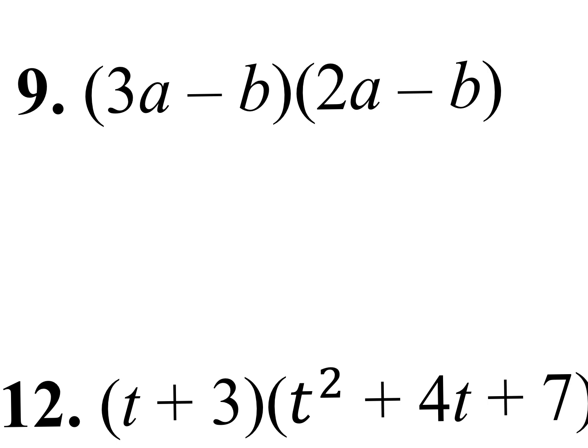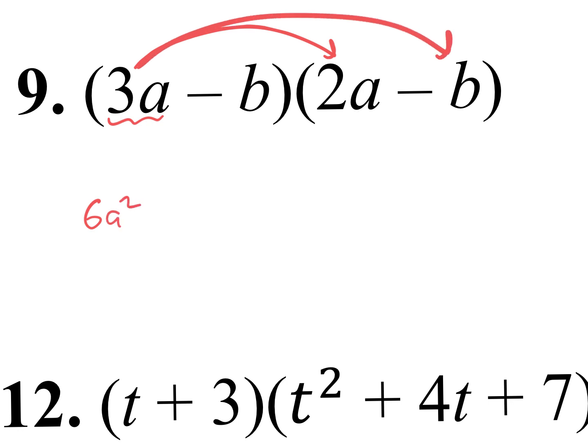It's two variables. Same process, 3a times 2a. How do we do that? Well, 3 times 2 is 6, and a times a is a squared. No problems, right? Now, when we distribute here, 3a times negative b, understand that there's really a negative 1 in front of that b. So when you say the coefficient 3 times the coefficient negative 1, what's 3 times negative 1? Negative 3.